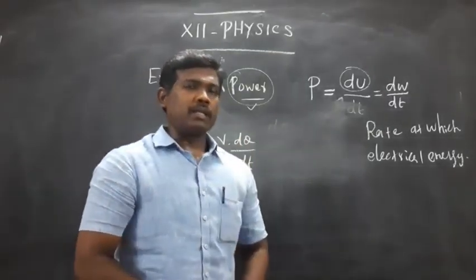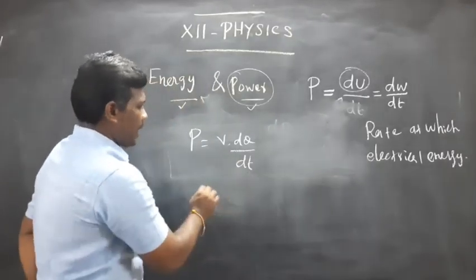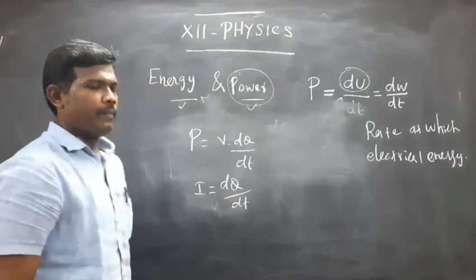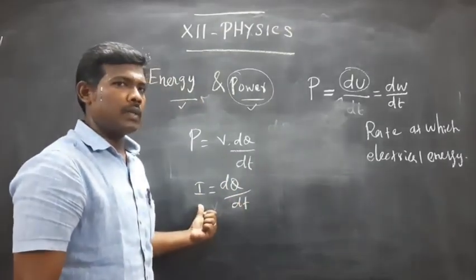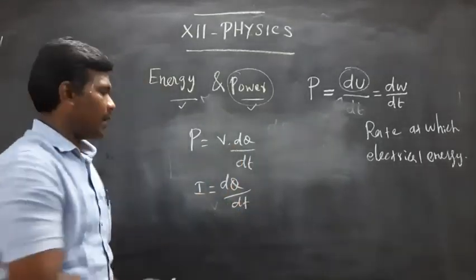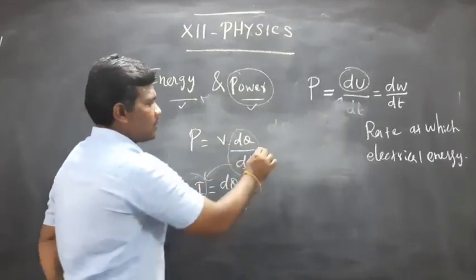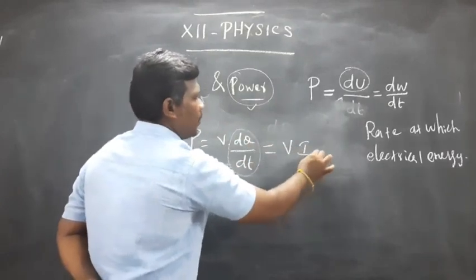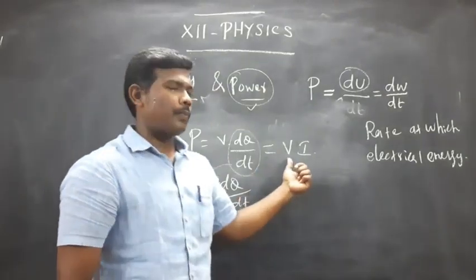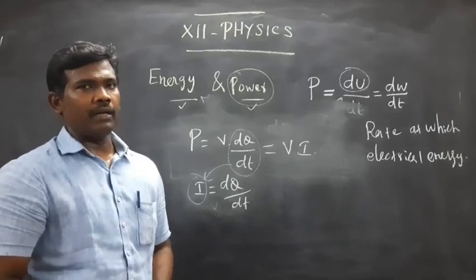Already in the beginning of this lesson, we studied the equation for electric current: I is equal to dq divided by dt. It is the amount of current passing through the circuit. V is the potential difference across the conducting material. So we replace dq by dt with the symbol I. So power is nothing but the product of potential difference and the electric current, V into I.